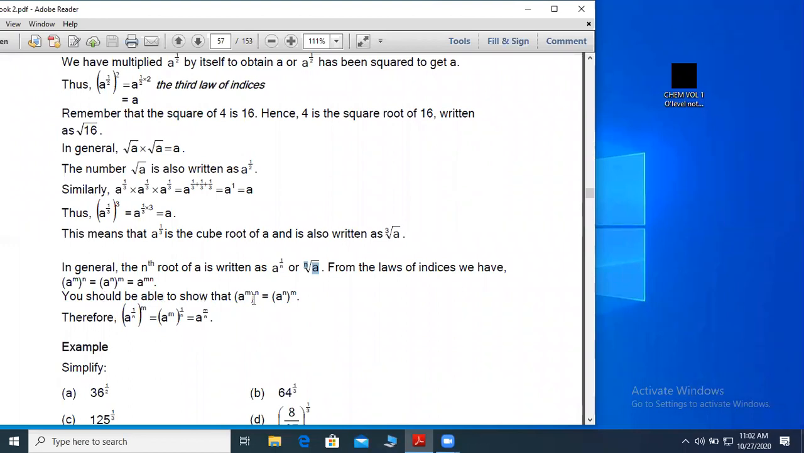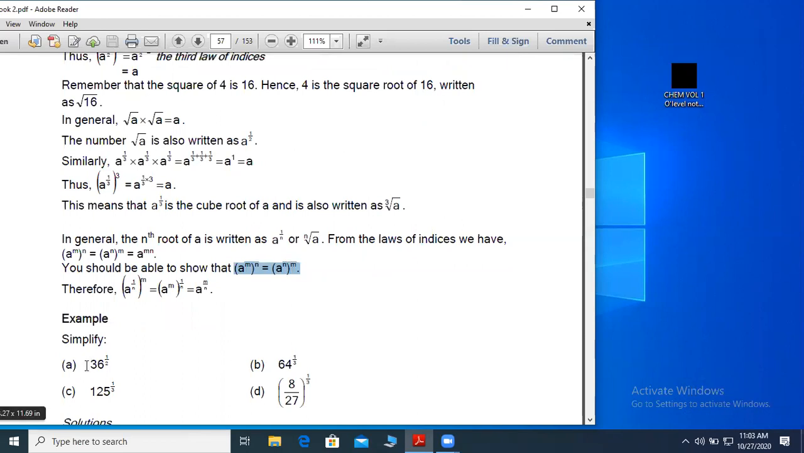So you should also remember that a power m, then again power n is a power n times m. Why? Because when you multiply a power m into n, it means these powers can be multiplied and you get mn. Then also a power n, then again power m. The powers can again be multiplied to get mn. So these two are exactly the same.